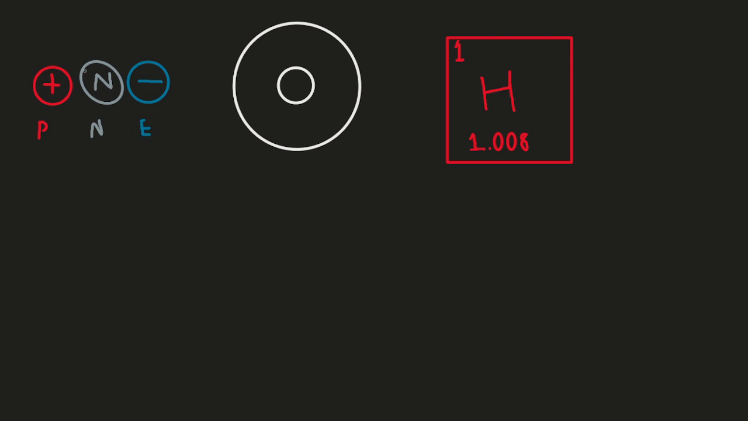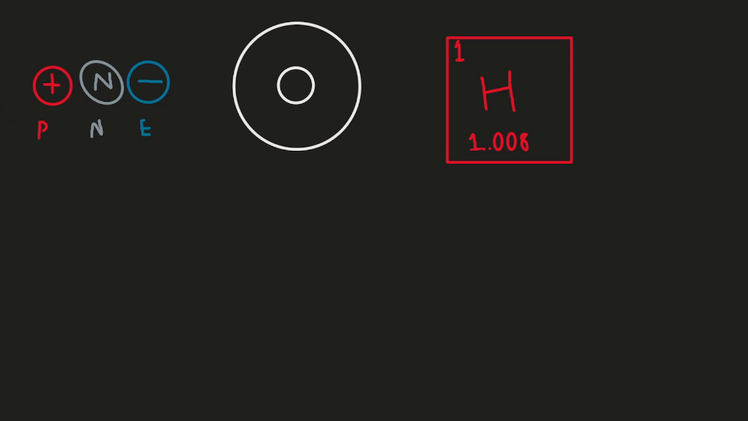So why are these 3 subatomic particles significant? So the proton, how many protons an atom has, defines what element the atom is. And this cannot be changed by chemical means, only radioactive. We'll touch on that further in a later video.